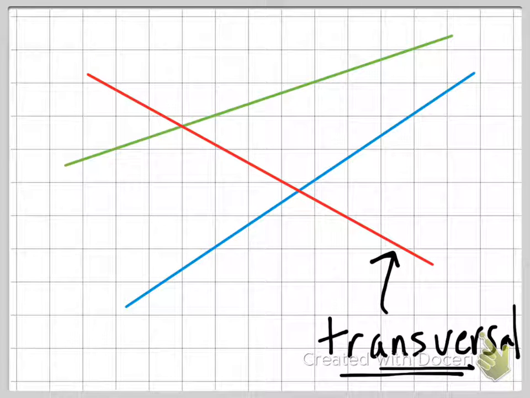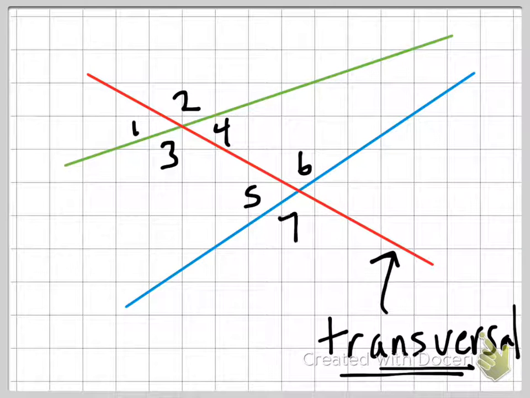So you'll notice there are 8 angles, at least, in this picture. So I'm going to number them to make it easier to refer to. Angle 1, angle 2, angle 3, 4, 5, 6, 7, and 8.